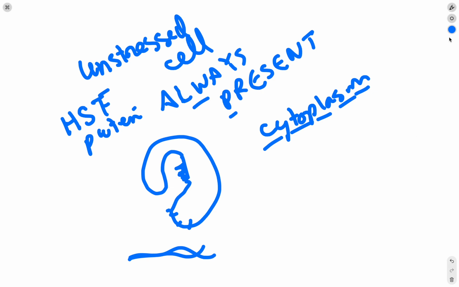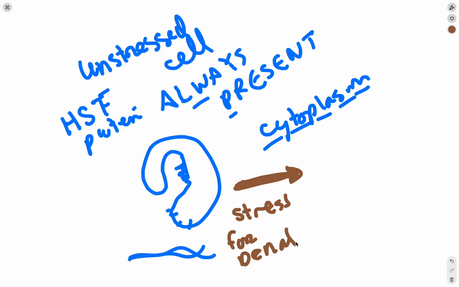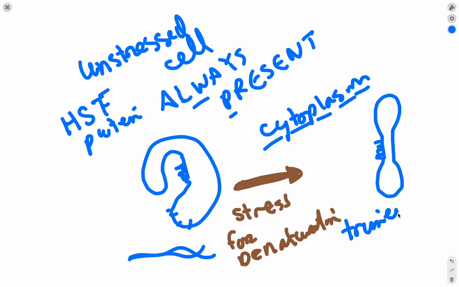Okay. Now we have some kind of stress happen, and proteins get denatured, and this protein is a really stable protein. It is very hard to denature it, but when we have this stress for denaturation, the heat shock transcription factor actually changes shape. It doesn't destroy it, it just kind of unfolds it. And so what happens is we get a protein shaped like this now, and now this trimerization domain is exposed.